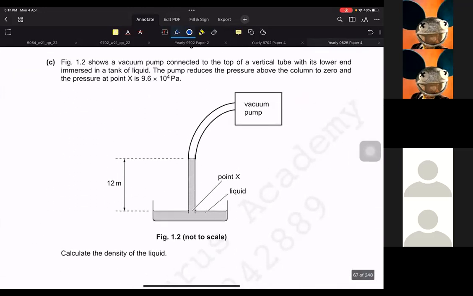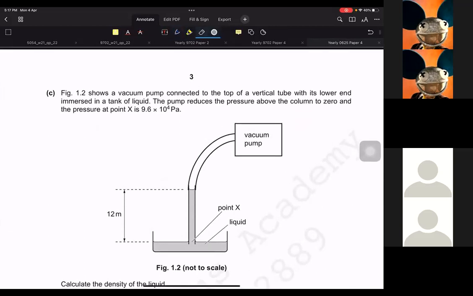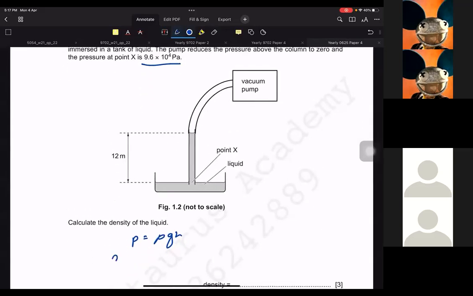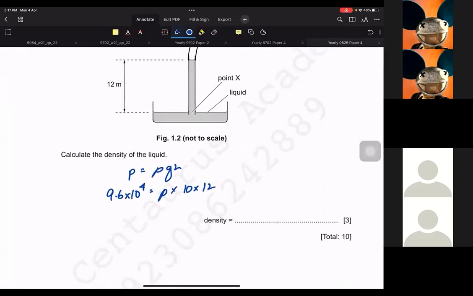It says calculate the density of the liquid. It says the pump is connected to a vertical tube immersed in the tank. The pump reduces the pressure of the column to 0 and the pressure at X is 9.6 times 10 raised to 4. Okay. So this is basically a barometer question. So we're going to use pressure is equal to rho g h. Density is what we need to find. g is 10 and the height is 12. So this means that the answer has to be 800 kg per meter cube.